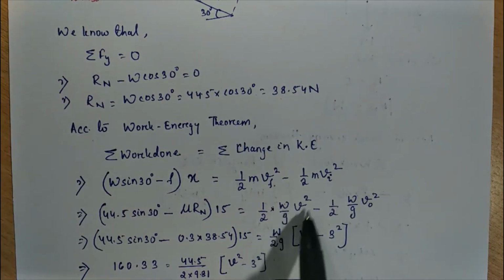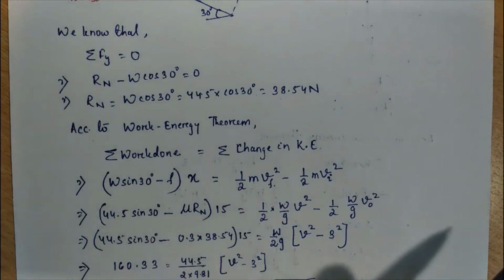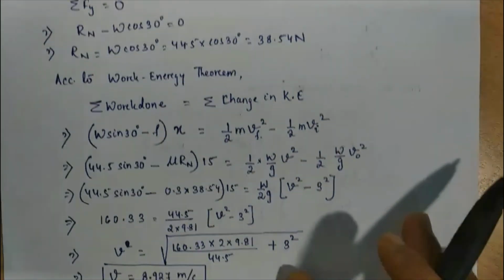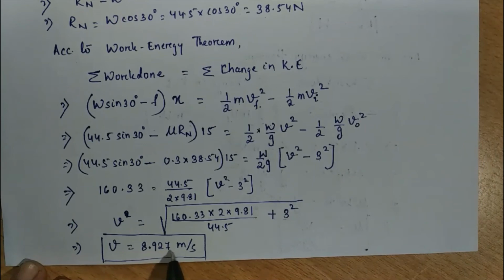This V we have to find out, and V naught is given as 3. The value of W we know, that is 44.5, and the value of g we know, that is 9.81. So if we substitute all the values and solve, we get the value of V to be 8.927 meter per second. Thank you.